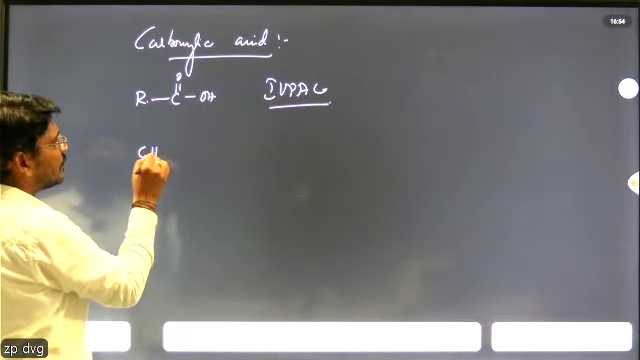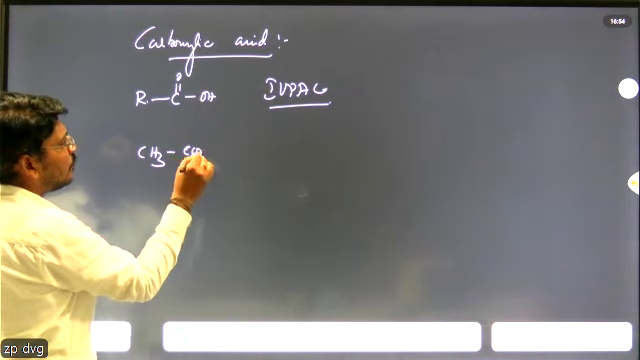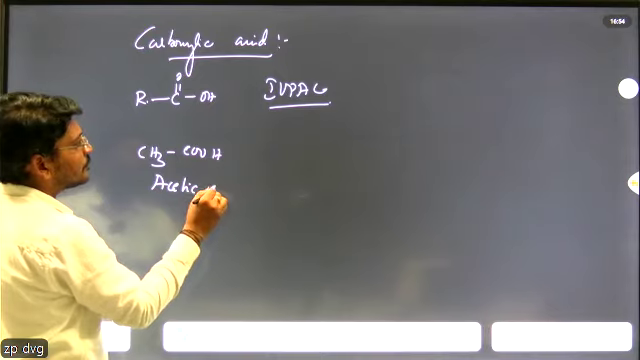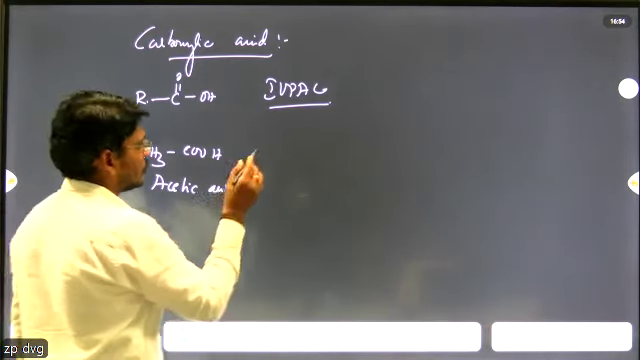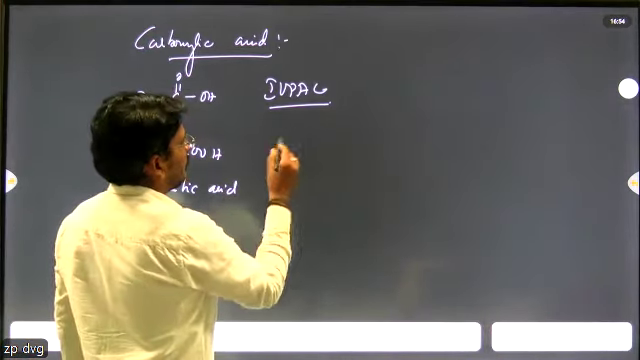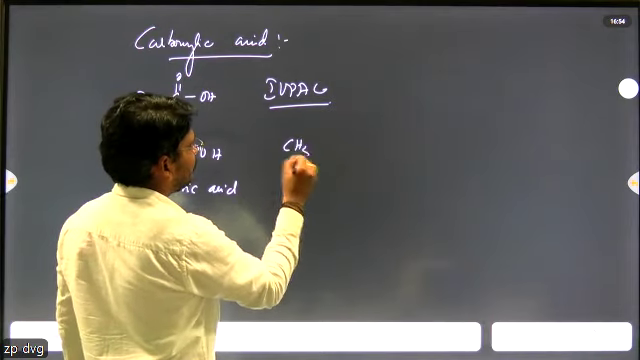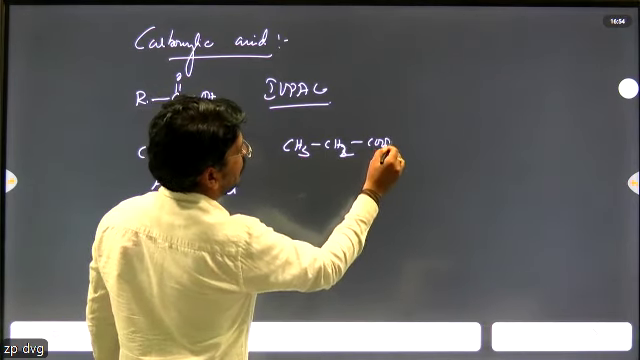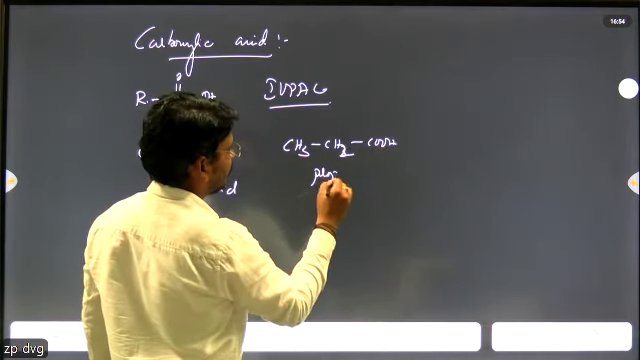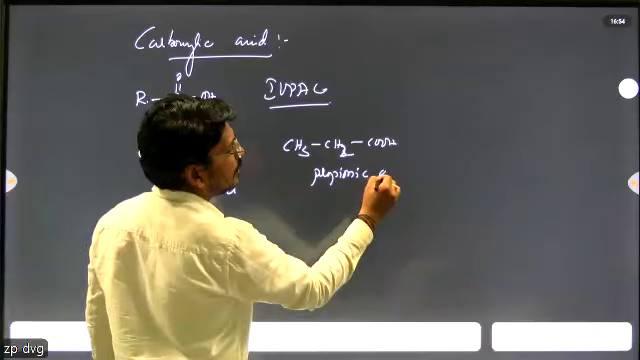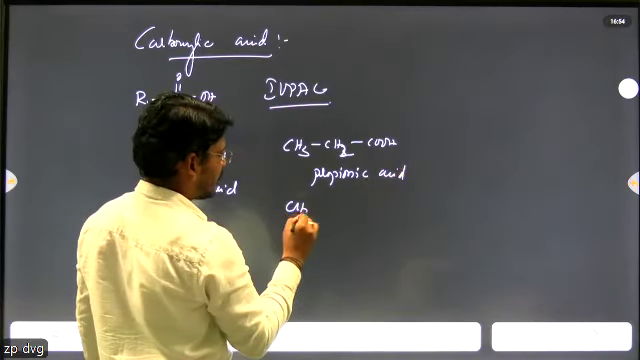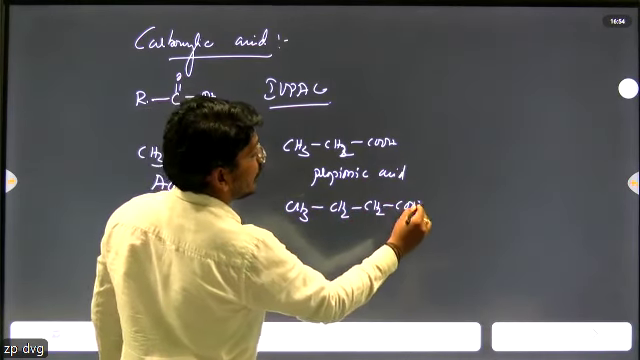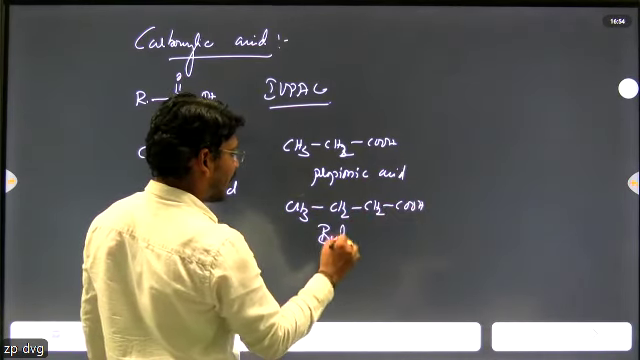Already we know the IUPAC nomenclature. Here we can consider CH3COOH; the name of this compound is acetic acid. Another one, CH3CH2COOH; the common name of this compound is propionic acid. Another one, CH3CH2CH2COOH; the name of this compound is butyric acid.